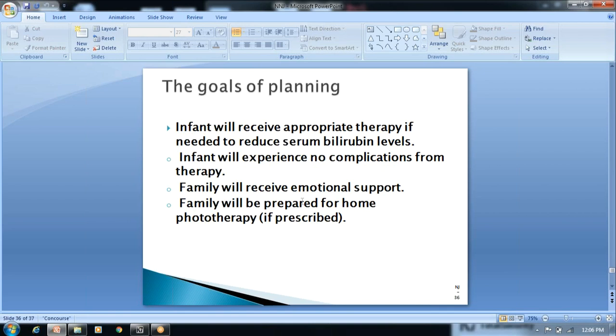The goal is most importantly to prevent cardiac arrest and brain damage in the newborn, and not to go into cerebral palsy. So that is the aim of our treatment of neonatal jaundice. Thank you one and all.